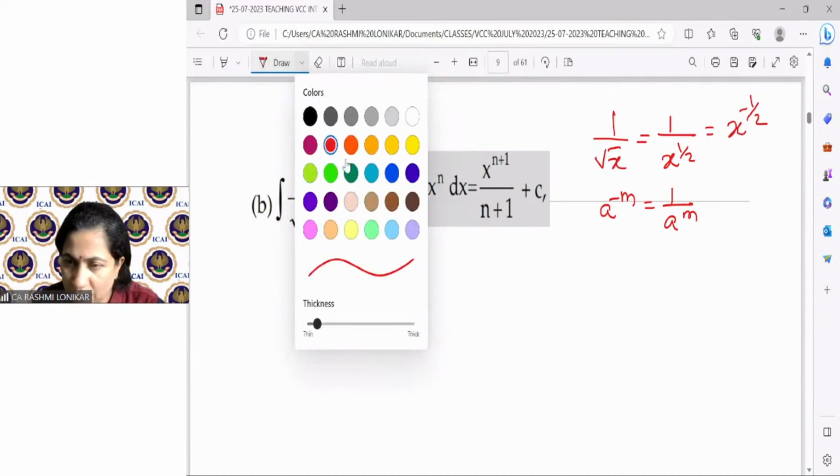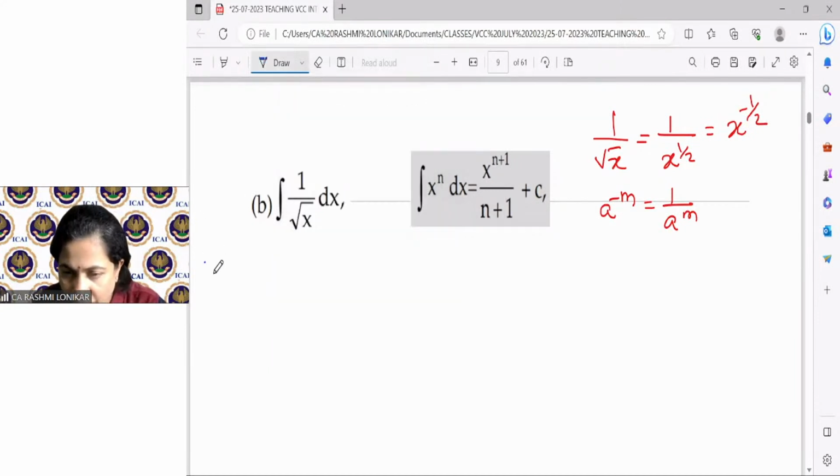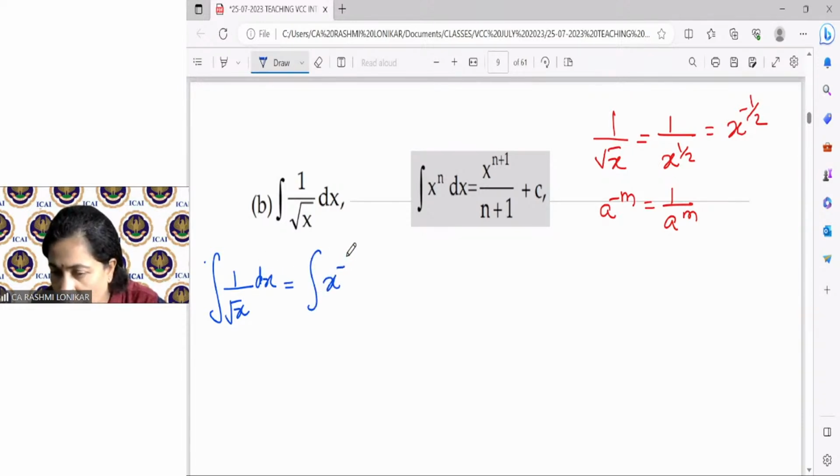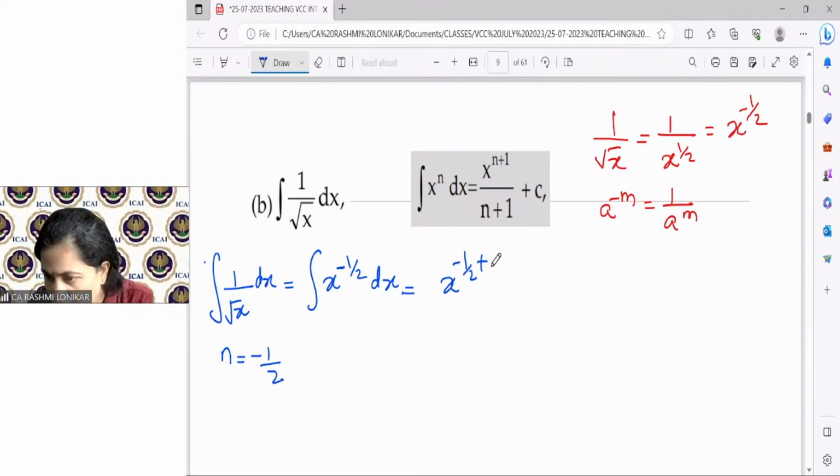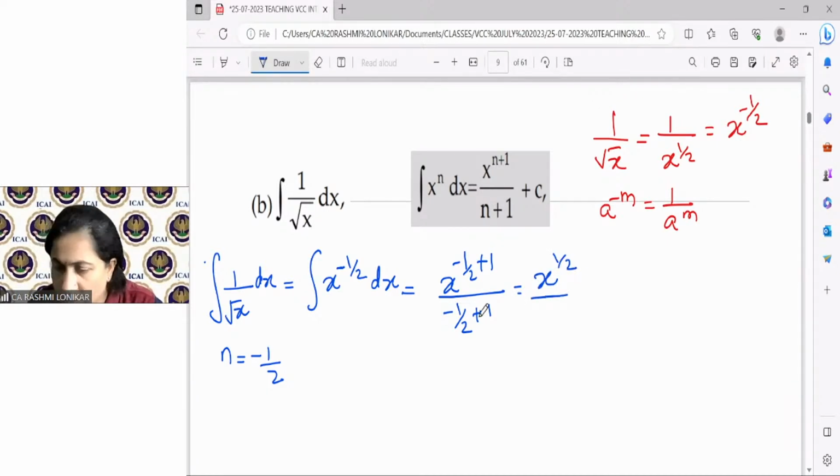Once I do that, I will write integral of 1 upon root x dx is equal to integral of x raised to minus half dx. And when I use this, what is my n? n is equal to minus half. So this will become x raised to minus half plus 1 upon minus half plus 1. x raised to minus half plus 1 is half, x raised to half. And minus half plus 1 will again be half.